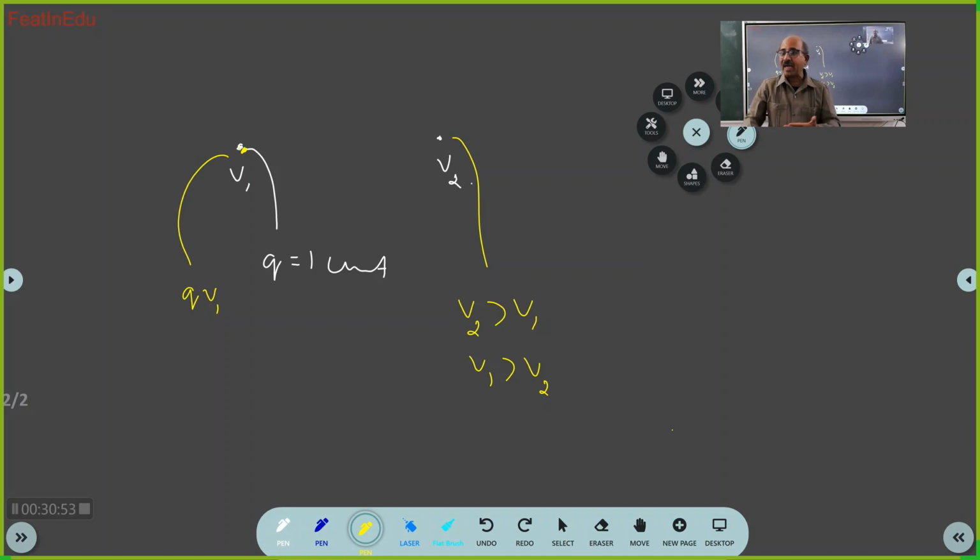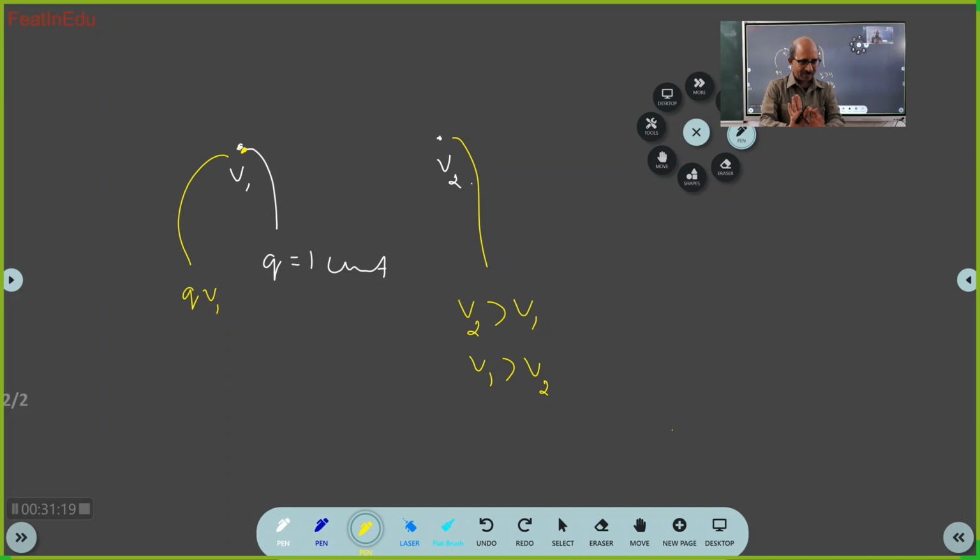So I am expending energy to pull it up. So the potential energy of this will increase. Force into displacement gives you this. The potential energy will increase if I go from lower potential to higher potential. If you go from higher potential to lower potential, it will decrease.